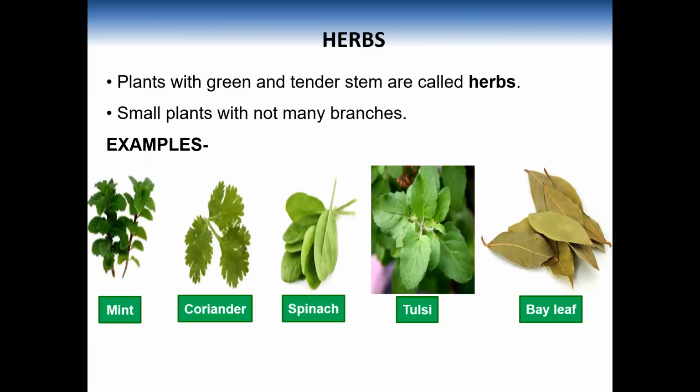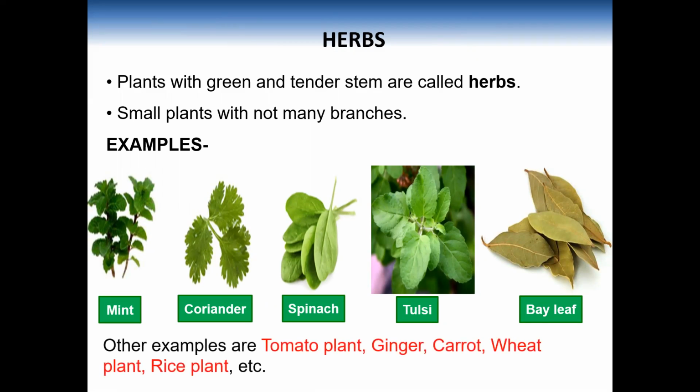Examples are mint, coriander, spinach, tulsi, bay leaf. Other examples are tomato plant, ginger, carrot, wheat plant, rice plant. If you look at this tulsi plant, you will be able to see the delicate and green stem of the tulsi plant. That is why it is considered a herb.